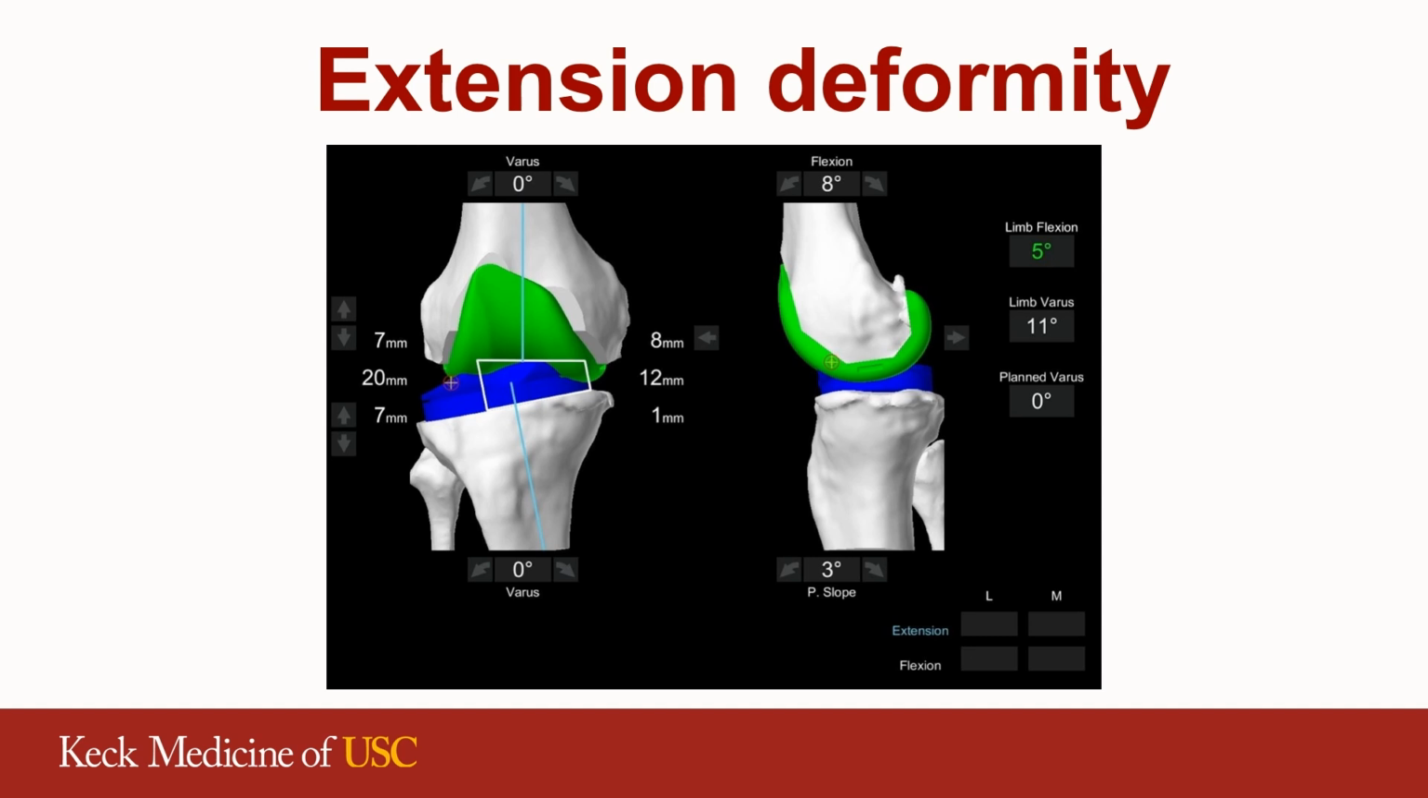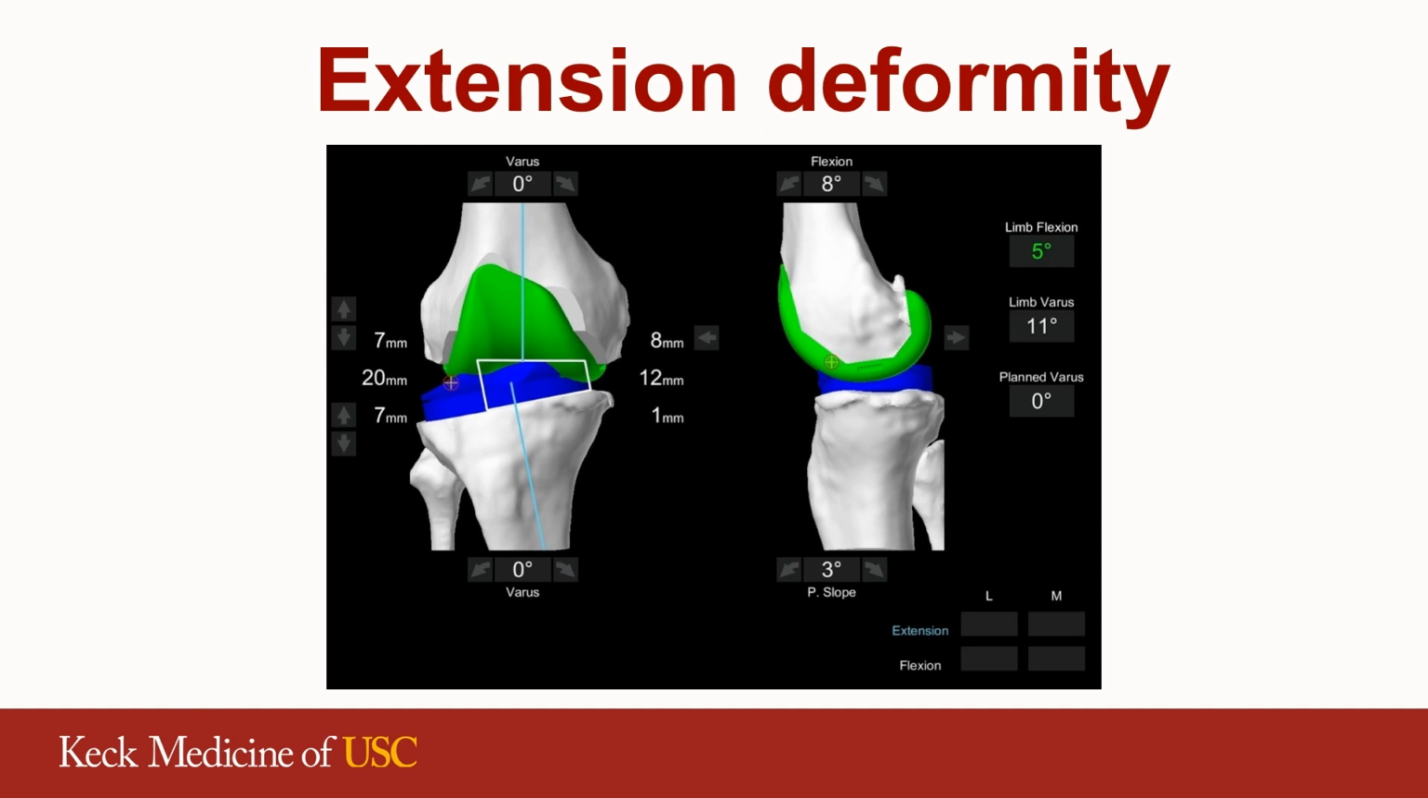And so we can do that first by characterizing the deformity in both extension and flexion. So with 0 degree mechanical alignment, we can see this patient has a 5 degree flexion contracture and 11 degrees of varus with a big asymmetry, with the lateral side opening and the medial side closing down.